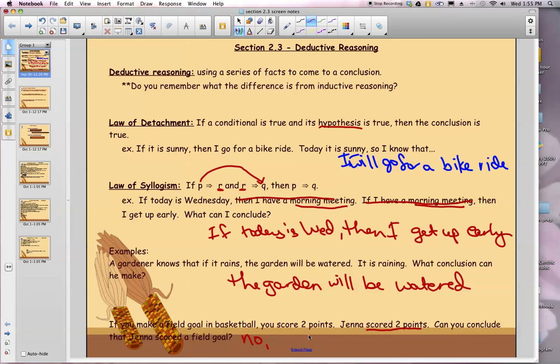So can you conclude that Jenna scored a field goal? The answer would be no. She could have scored the 2 points by doing 2 free throws. Okay, that would be a counterexample. So you have to be careful and make sure that it's the hypothesis that's true, then the conclusion follows. If it would have said Jenna made a field goal, then we could have concluded that she scored 2 points.